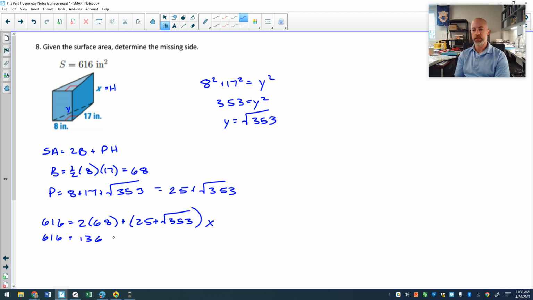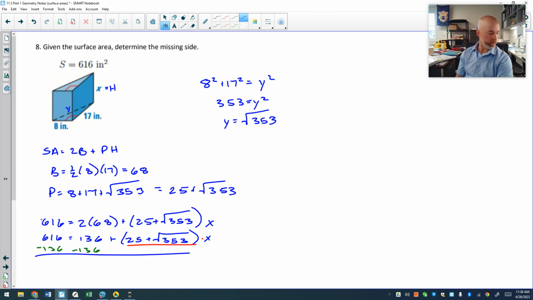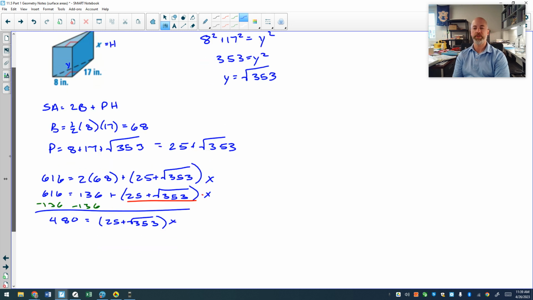That's 136 plus the product. Oh, be careful here. That's all of 25 plus the root of 353 times X. And it's very tempting to add 136 and 25, but you cannot because all of this is being multiplied by the X, and you cannot add 136 to 25 before distributing that X. And I really don't want to distribute the X. So I'm going to go ahead and subtract 136 from both sides. And I think that's going to be 480, and it is. So we have 480 is equal to the quantity 25 plus the square root of 353, times X, and then I will finish solving for X by dividing.